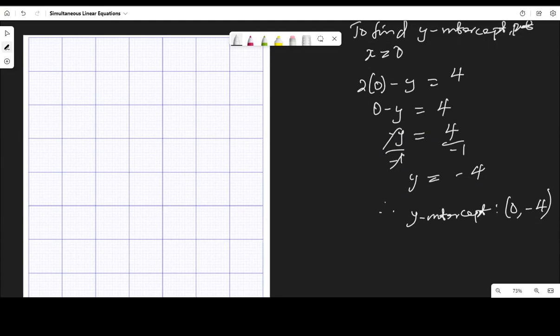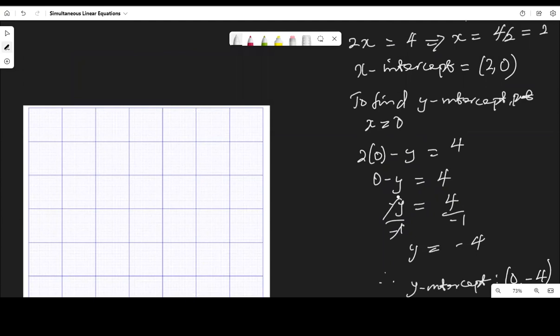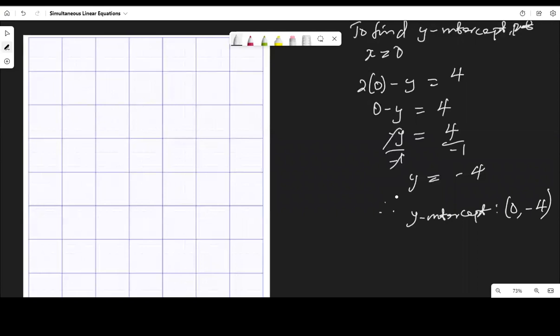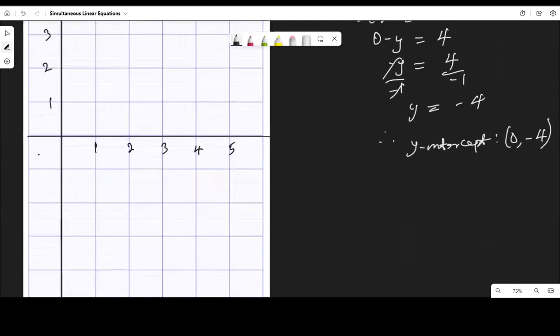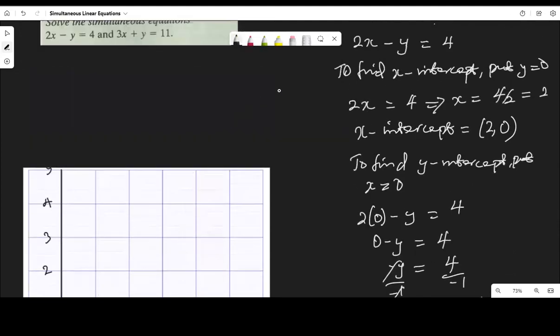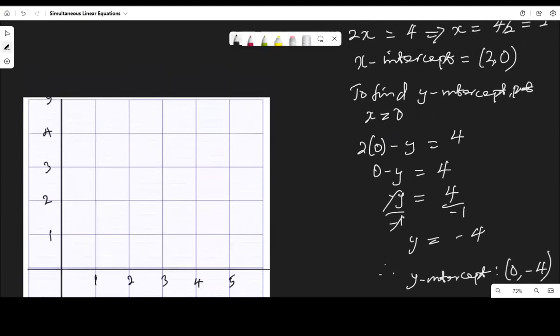Now that we know the value of the x and y intercepts for the first equation, let's plot the points. First of all, I will draw my line on my graph. Let me use a ruler here. Okay, so for the x axis or x intercept, we have 2 and 0. Let's assume this is 0, this is 1, and this is 2. 1, 2, 3, 4, and 5. Then 1, 2, 3, 4, and 5. This should be negative 1, negative 2, negative 3, negative 4.